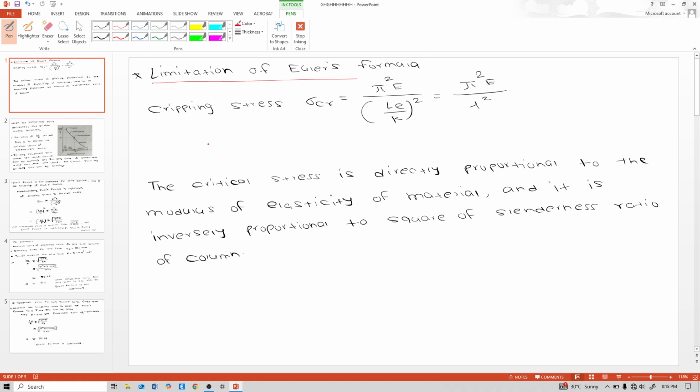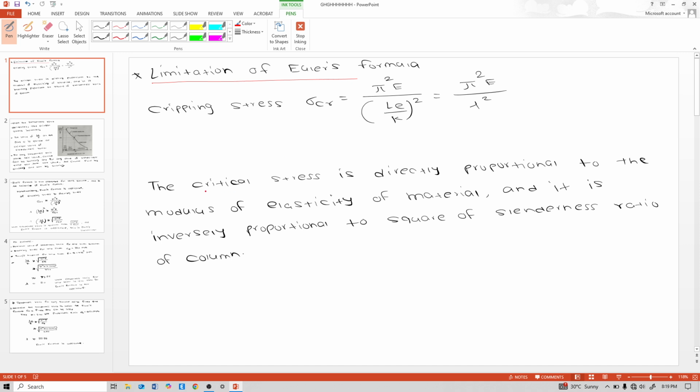We had seen the crippling stress equation in our previous lecture: the crippling stress, sigma CR, is equal to pi square E upon (L upon K) square. That means pi square E upon lambda square. E is modulus of elasticity and lambda is slenderness ratio. L is effective length and K is least radius of gyration. So first understand this equation.